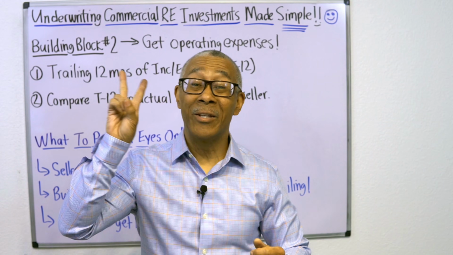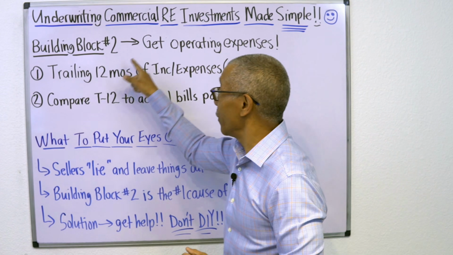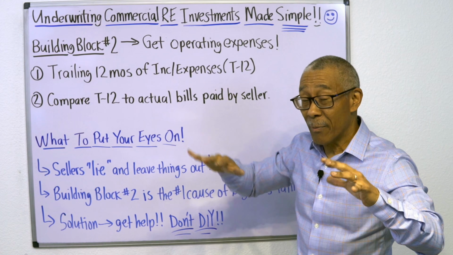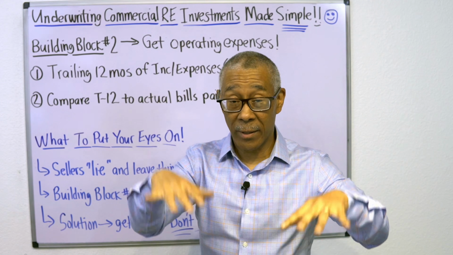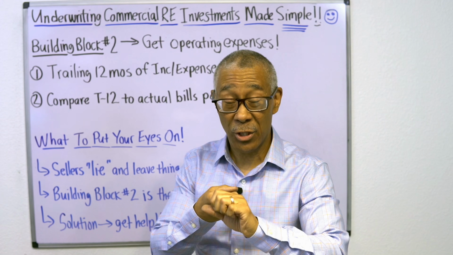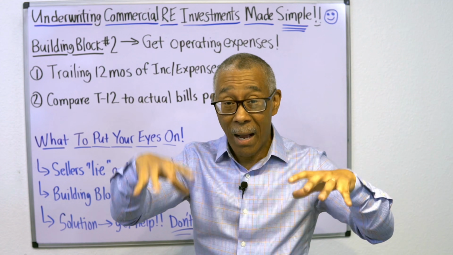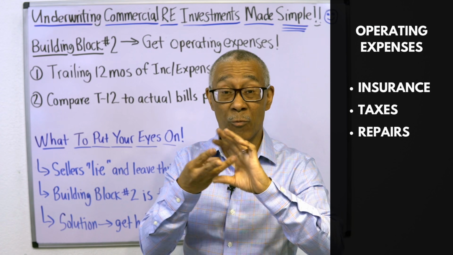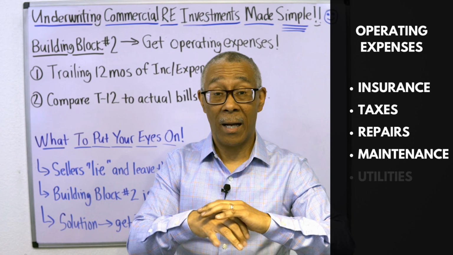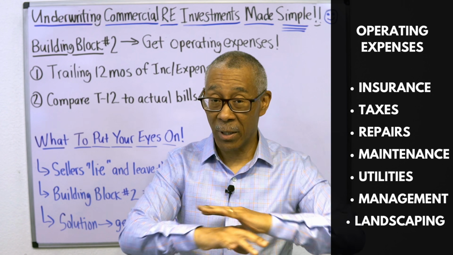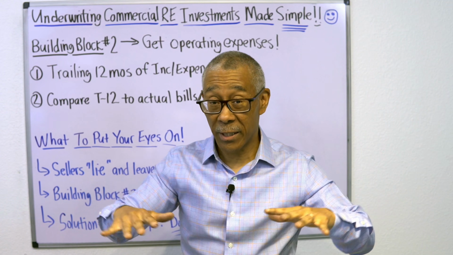Building block number 2 is for you to get the property's operating expenses. Operating expenses are the expenses that occur on the property. It does not include the mortgage. It does not include depreciation. It includes the property's expenses like insurance, taxes, repairs, maintenance, utilities, management, landscaping. All of those are operational expenses.